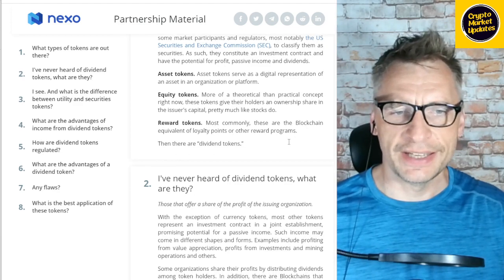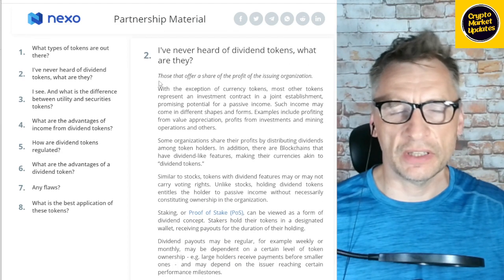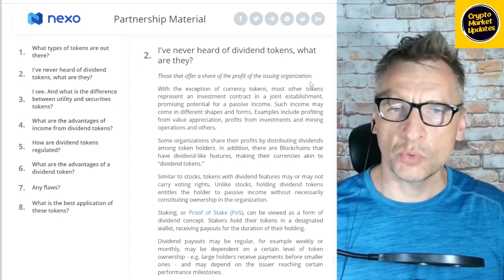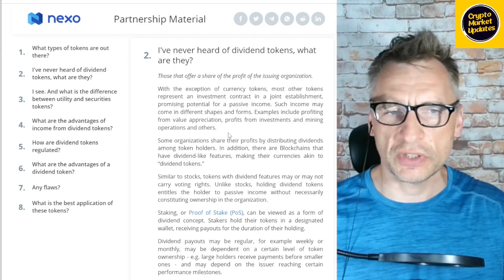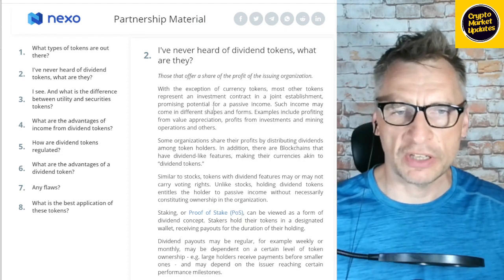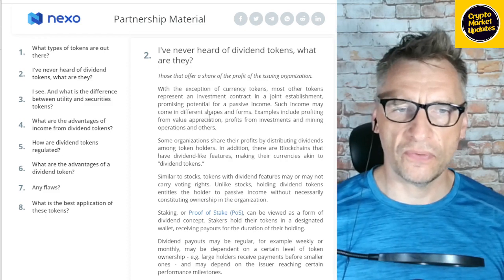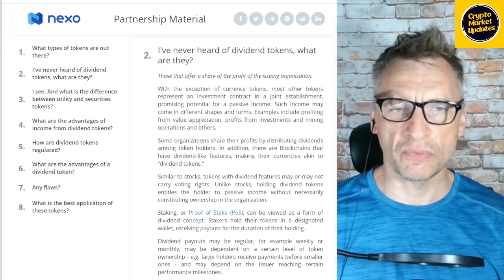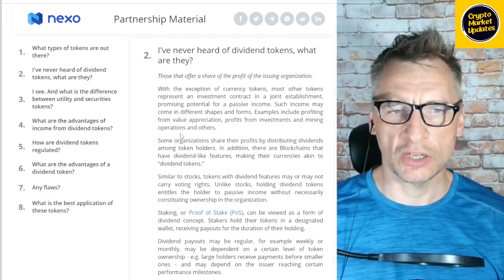Then there are dividend tokens. So what are dividend tokens? Those that offer a share of the profit of the issuing organization. With the exception of currency tokens, most other tokens represent an investment contract in a joint establishment promising potential for passive income. Such income may come in different shapes and forms. Examples include profiting from value appreciation, profits from investment in mining operations, and others.